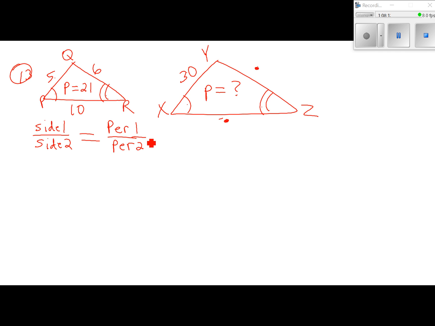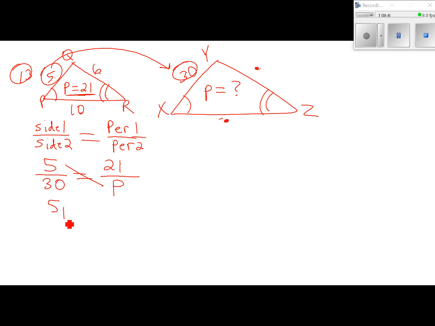So we just have to make sure that we match up sides. Looking at a side in the first triangle here, if we look at the 10, it would match up to this bottom side that we don't know. If we look at the 6, it's going to match up to this side and we don't know it. But if we look at the 5, it matches up to the 30. So that's probably the one we want to pick. 5 compares to 30. And then we want the perimeter of the first shape, which is 21, compares to the perimeter of the second shape, which I'm just going to leave as P because we don't know it.